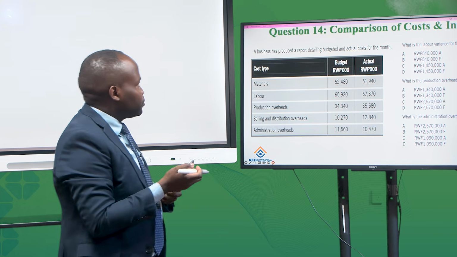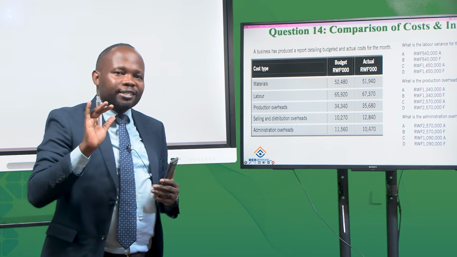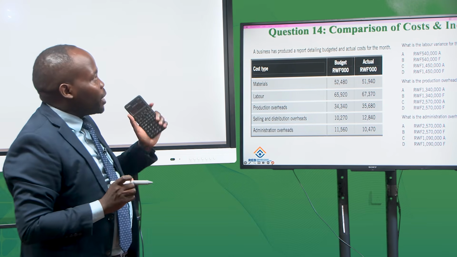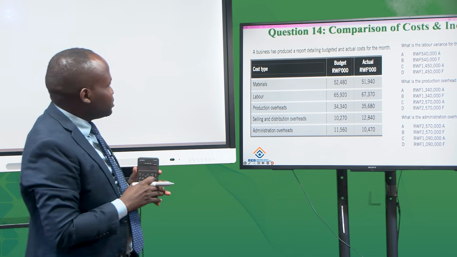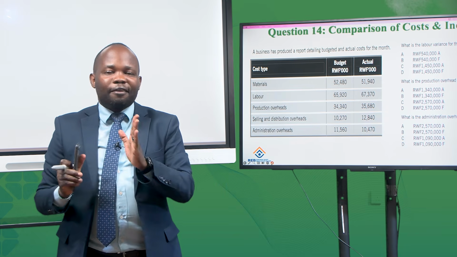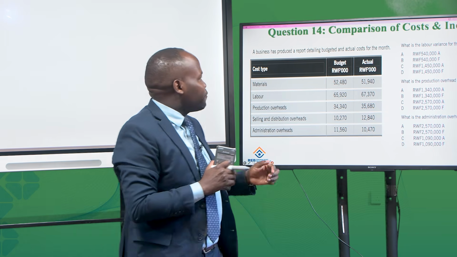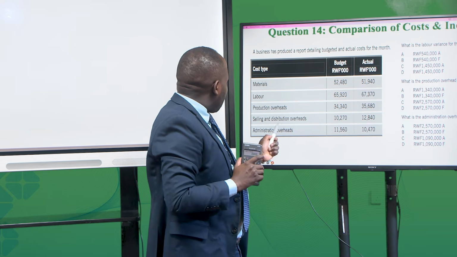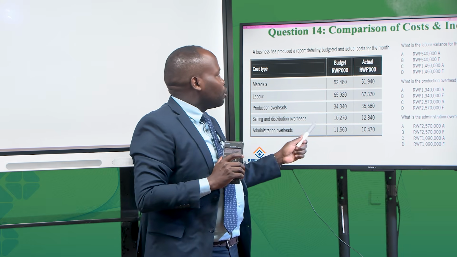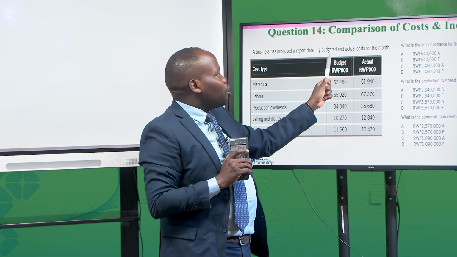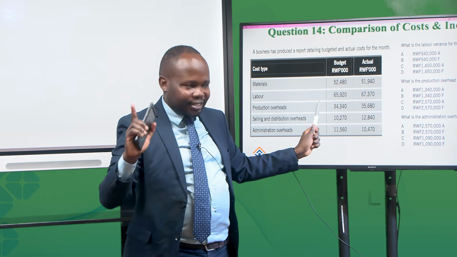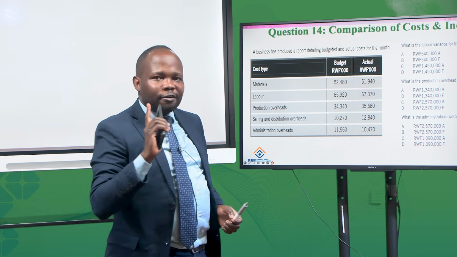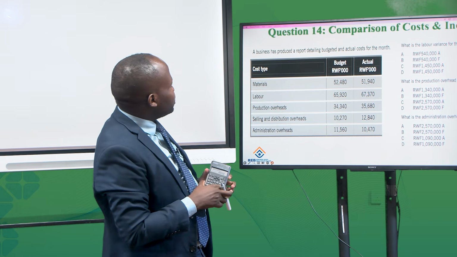Question number 14. Now the question number 14 is now the last topic. Now in our last topic, it was comparison of costs and incomes. Now remember here, we get a variance. A variance is the difference between budget and actual. These are all costs. So when the actual is more than the budget, it's adverse. When the budget is more than the actual, it is favorable. So let's go to the question.